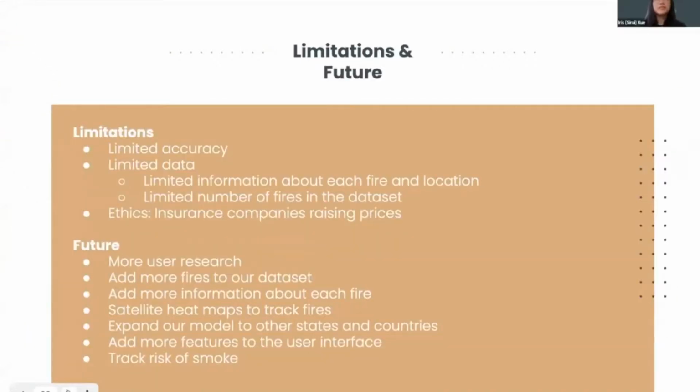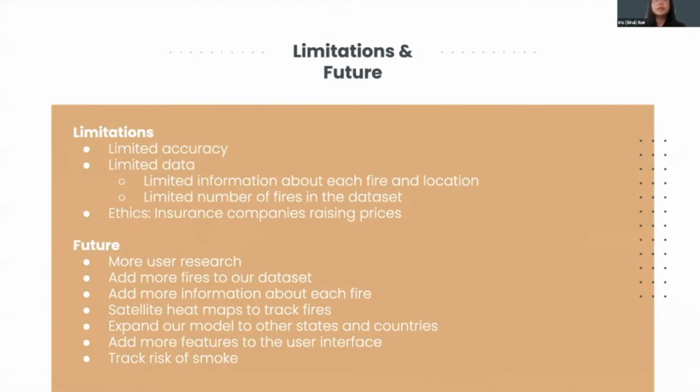We also have to take into account that there are some limitations with our model. The limited accuracy is mainly caused by the limited amount of data, including limited information about each fire and the weather at each location, and a limited number of fires in the data set. We also have to take into consideration the ethics, because insurance companies may use our models to raise prices in areas where there's higher risk of wildfires.